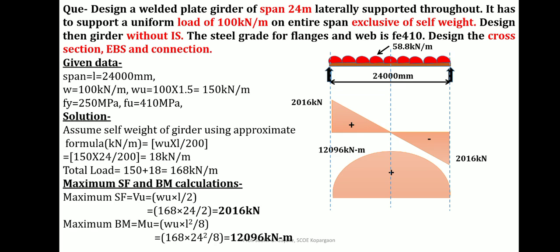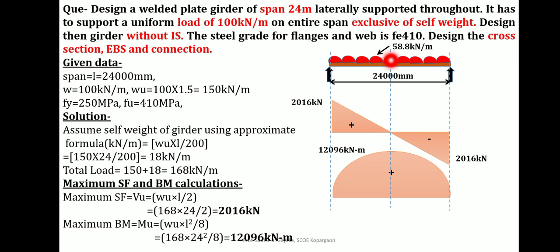So in the given data, span we have already discussed, and loading is to be multiplied with 1.5 partial safety factor. So the total loading will be now 150 kN per meter. So initially we need to calculate the self weight as it is excluded. So total load into span divided by 200 is the value. So 150 into 24 by 200, we are getting 18. So therefore the total load will now be 168 kN per meter acting on the span.